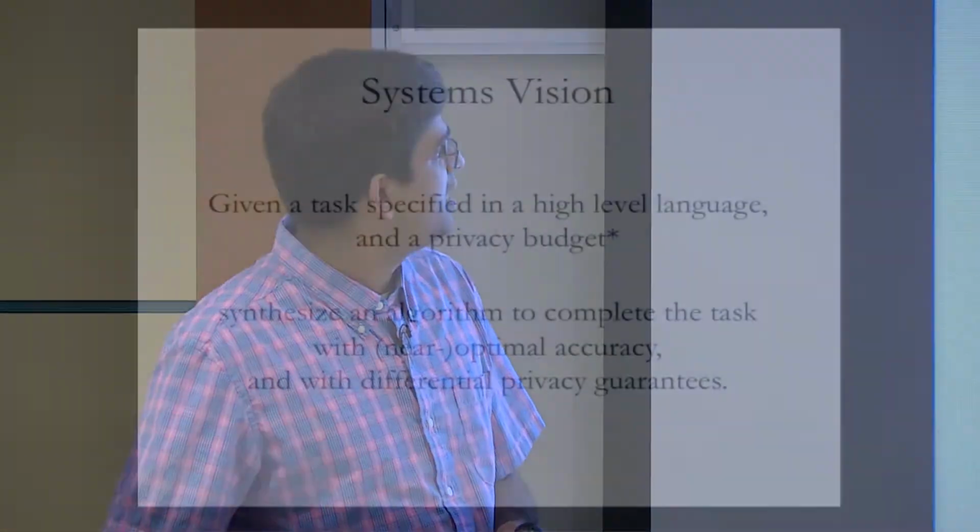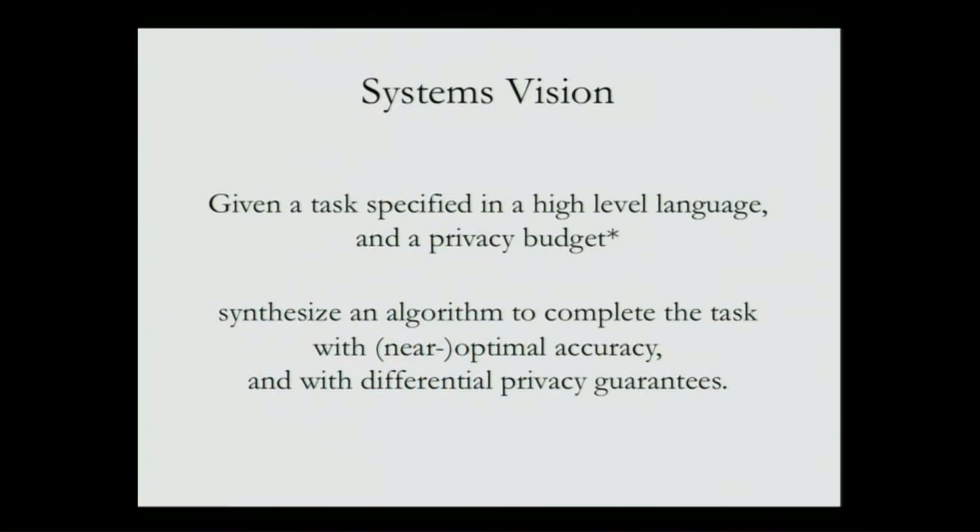And so in the last few minutes, I'm just going to outline a high-level vision. So the vision is basically that we're given a task specified in some high-level language and a privacy budget. And again, there's a star there because we need to rethink what privacy budgets mean. Synthesize algorithms to complete the task with near optimal accuracy and with differentially private guarantees, right? And you want to do this in practice.